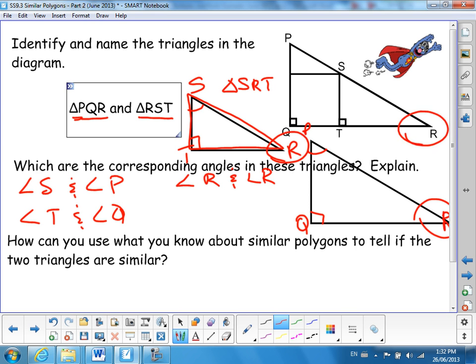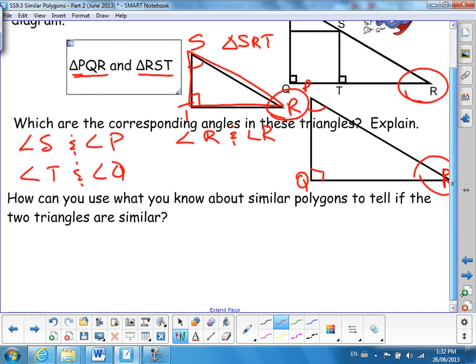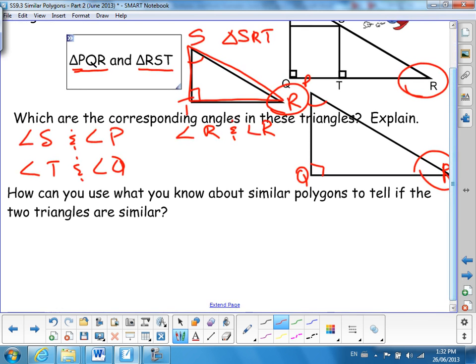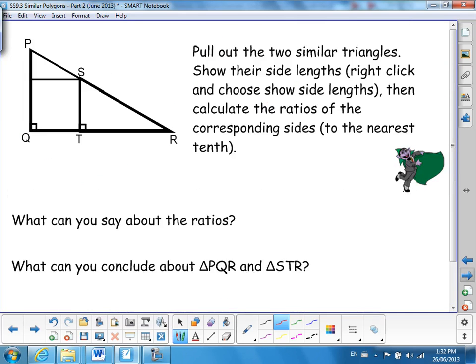How could you use what you know about similar polygons to tell if the two triangles are similar? Well, with similar polygons, we know that the angles would be equal and that the sides would be in proportion. So that would be the same if we were talking about a triangle or a quadrilateral. Okay, what can we say about the ratios? Well, we could say that the scale factor would be equal.